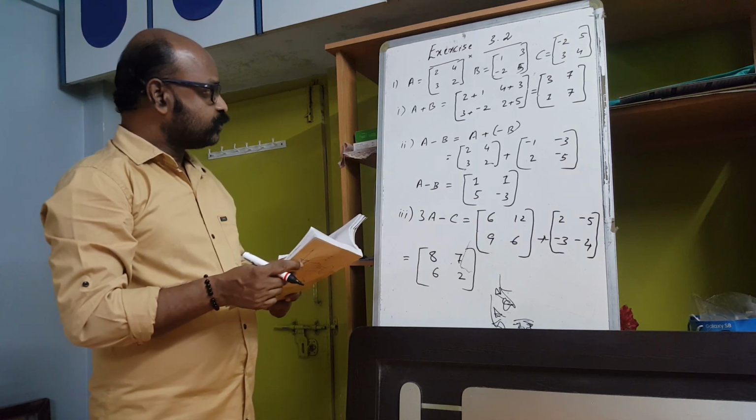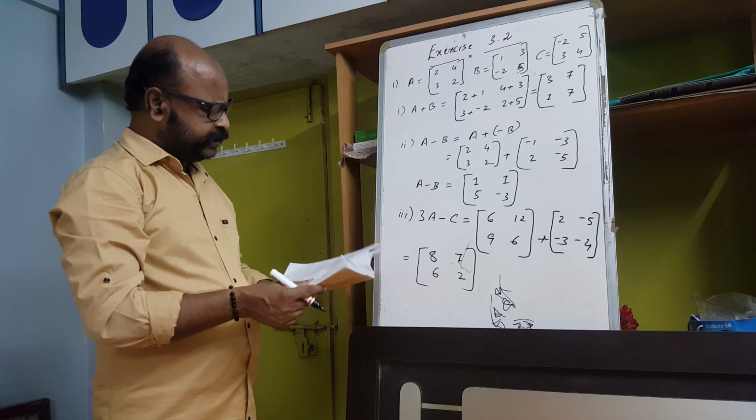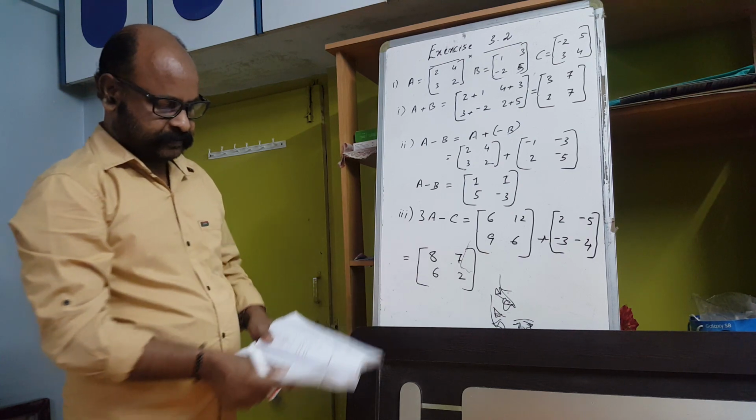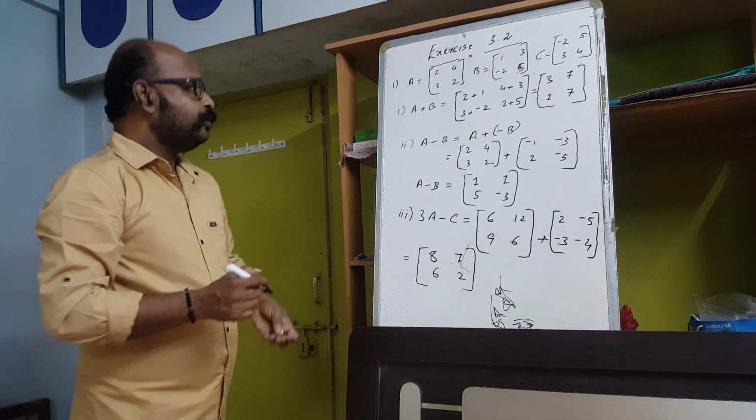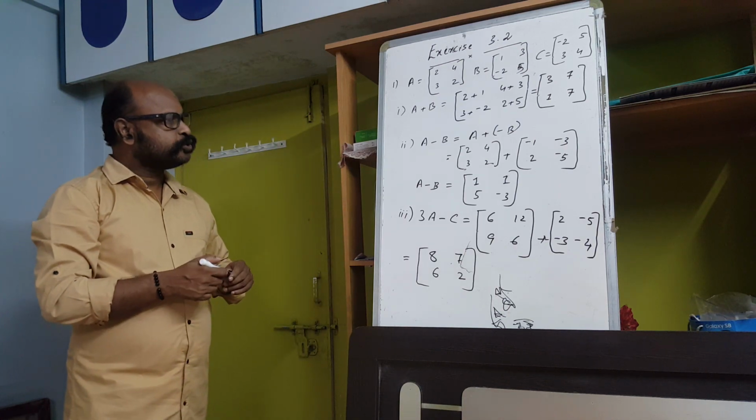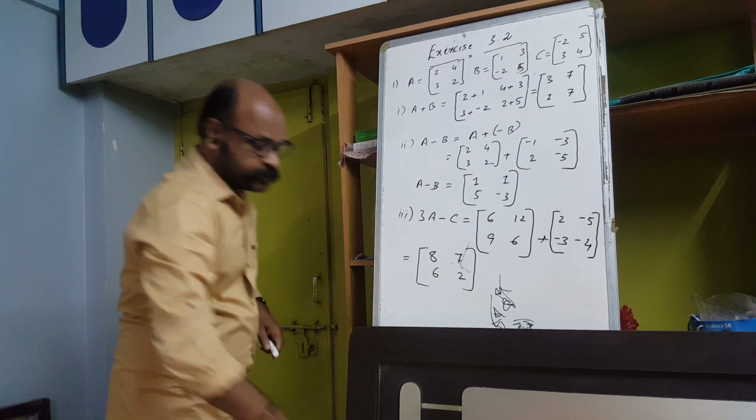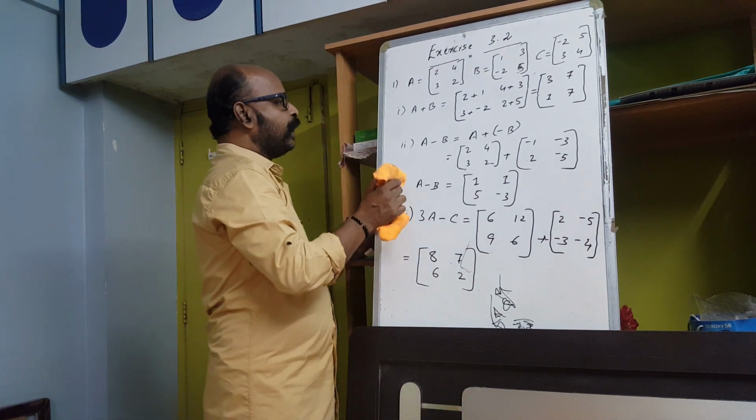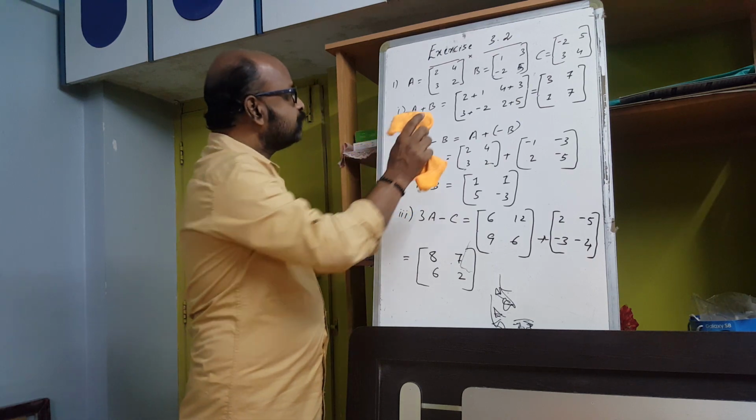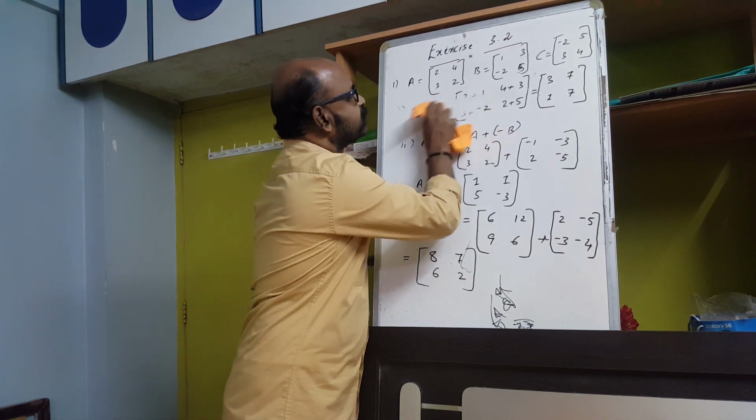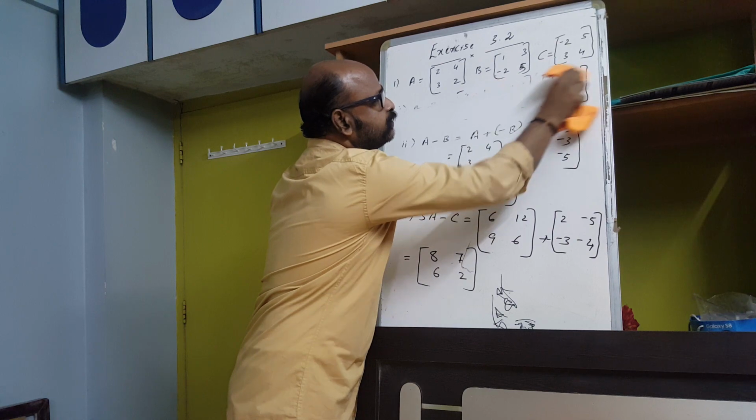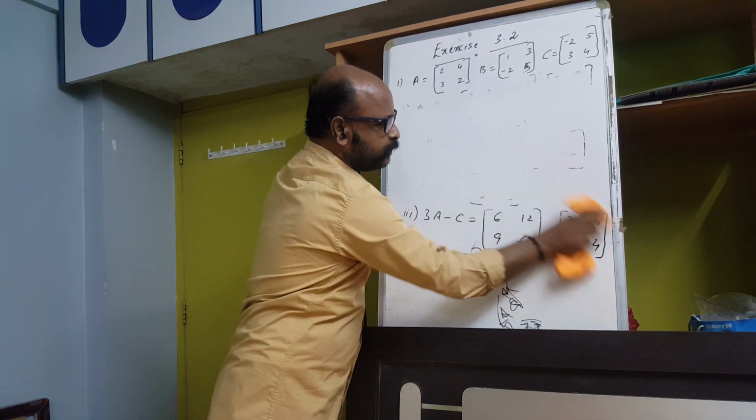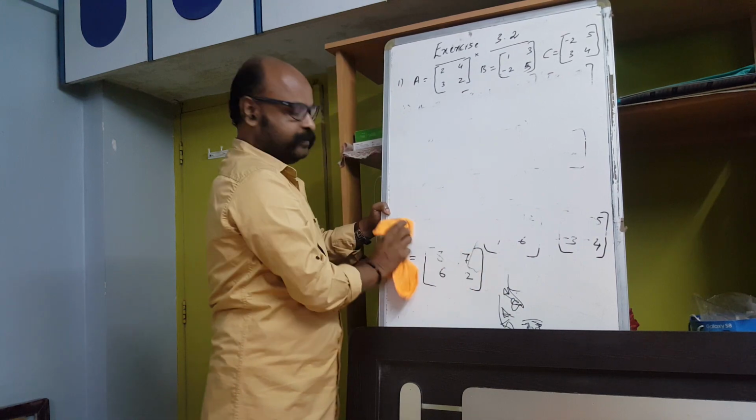It's clear? So we have obtained A plus B, A minus B, then 3A minus C. Now in the next two parts, we have to come to the multiplication of A and B, and here we just think of the two products, namely product AB and the product BA.